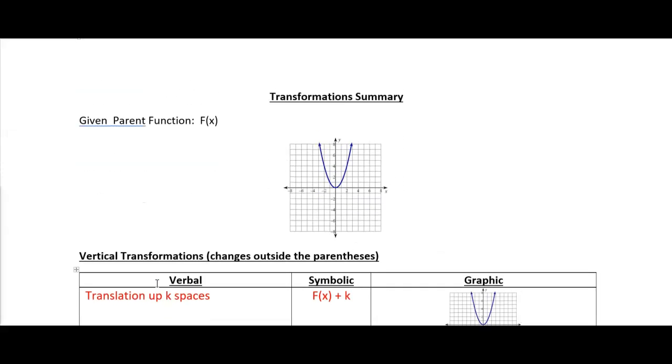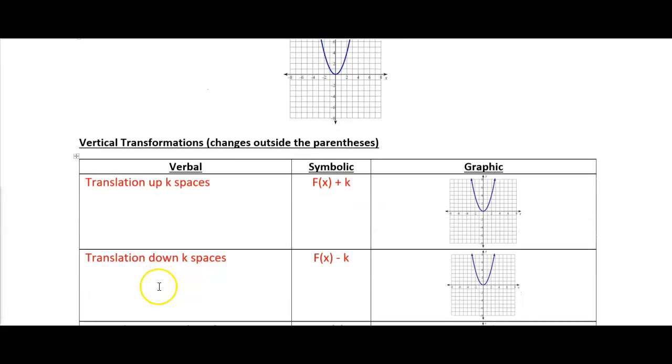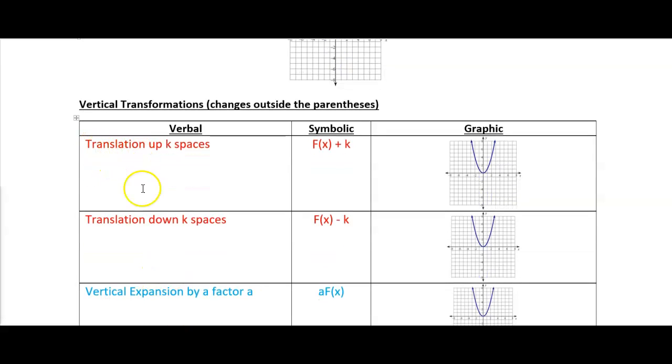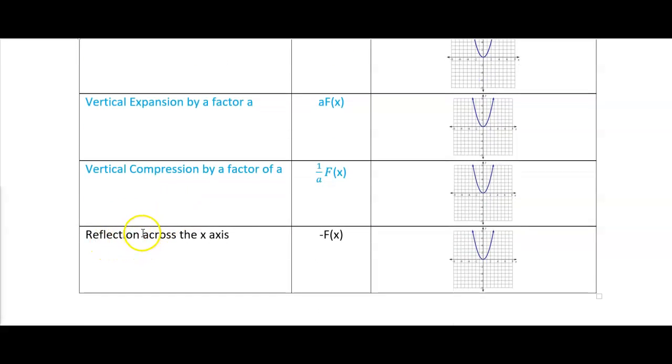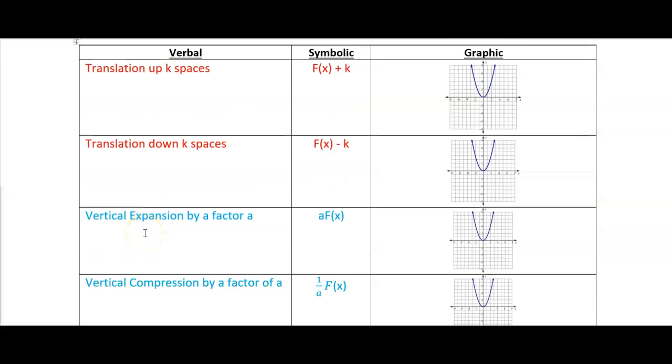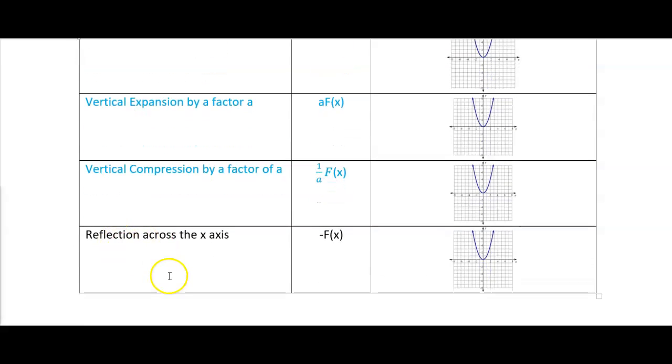So transformations are whenever you do something to a function that causes the shape of the graph to change in some way. Now we deal with 3 types of transformations. Translations, which I have in red, expansions and compressions. Those go together. You'll see why in a minute. I've got those in blue. And then there's reflections. So those are our 3 types: translations, expansions, compressions, and reflections.